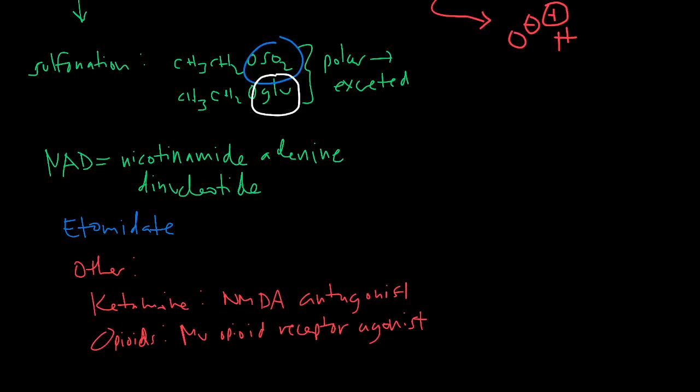Finally, you have etomidate, which is another alcohol. And the other sedative hypnotics are ketamine, which is an NMDA antagonist, and your opioids, which are mu opioid receptor agonists.